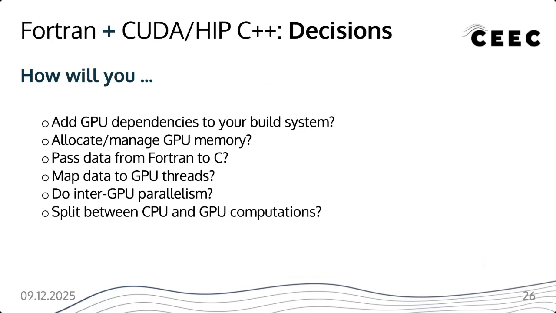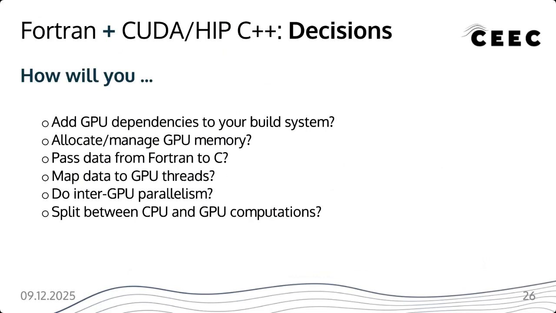You have to think about that. How are you going to map the data in your code to the GPU hardware? Am I going to do one grid point per thread? Am I going to do multiple grid points per thread? One cell per thread? How are you going to do that?